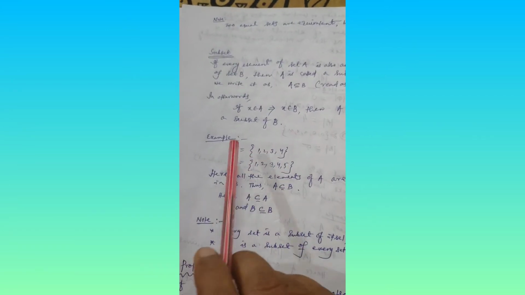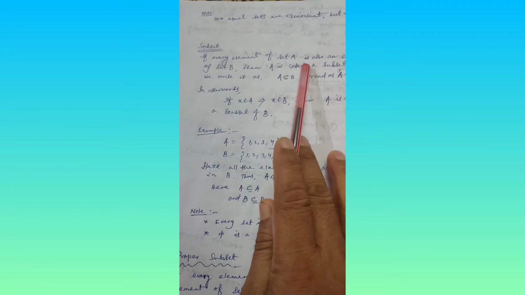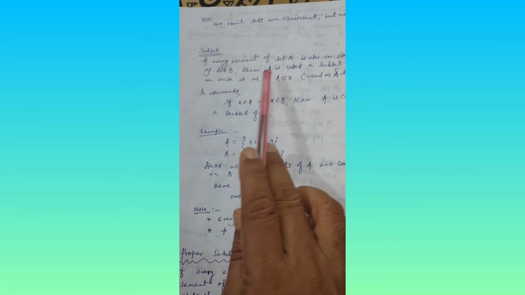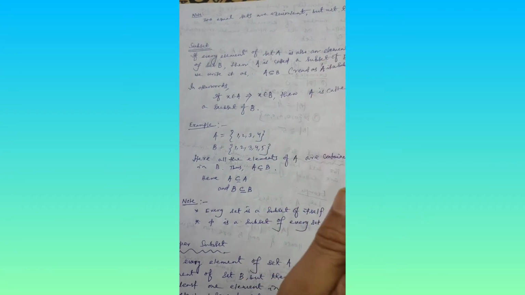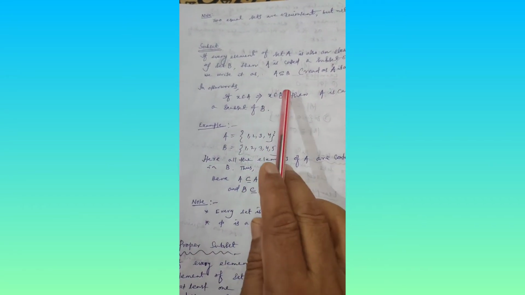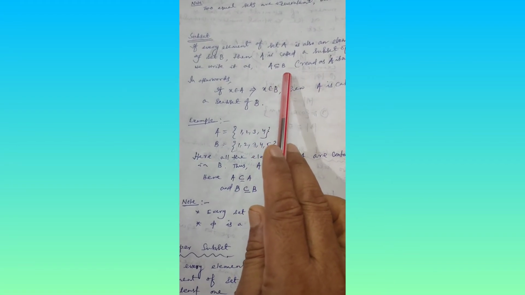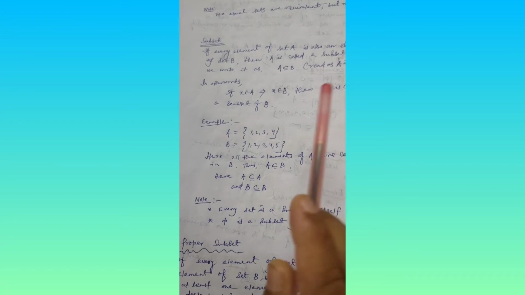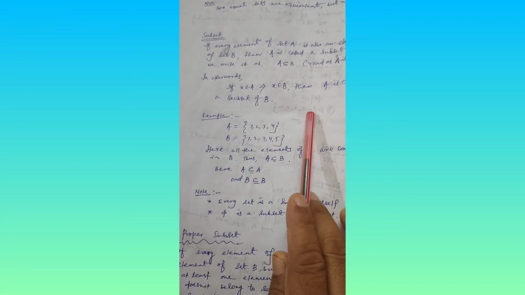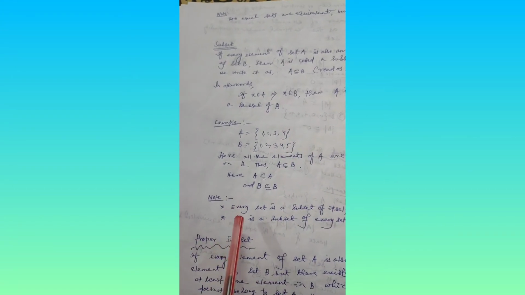Subset. If every element of set A is also an element of set B, then A is called a subset of the set B. We write it as A, symbol of subset, B. Read it as A is a subset of B. If x belongs to A implies that x belongs to B, then we say that A is a subset of B. We consider some examples.